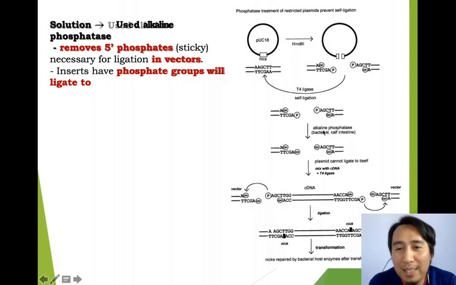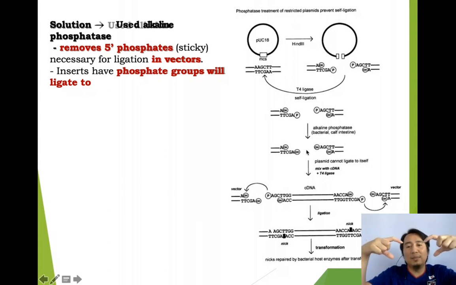So, bila kita treat dengan alkaline phosphatase, it will remove the phosphate groups here and here. Okay, so bila dia dah remove phosphate group ni tadi, barulah dia takkan recircularize balik, dia takkan re-anneal balik. So vektor tu akan terbuka macam tu.